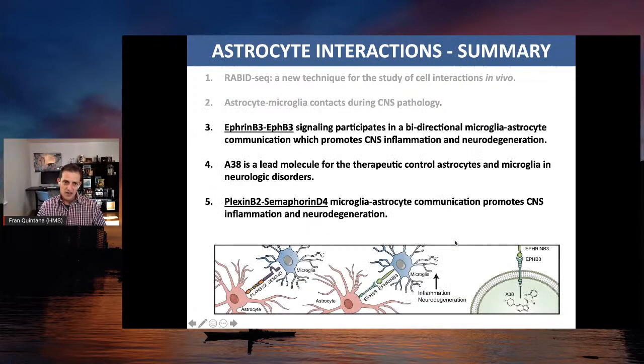And finally, just to summarize, specifically in the studies I showed today, these studies led us to identify two novel mechanisms mediating astrocyte microglia crosstalk, and the semaphorin 4D and plexin B2 pathway. And then in particular, we identified one small molecule that can interfere with those mechanisms and which we believe might lead to novel therapeutic approaches for neurologic diseases.